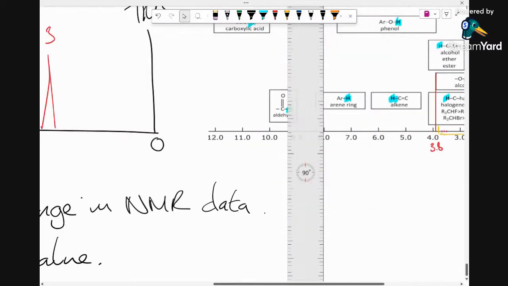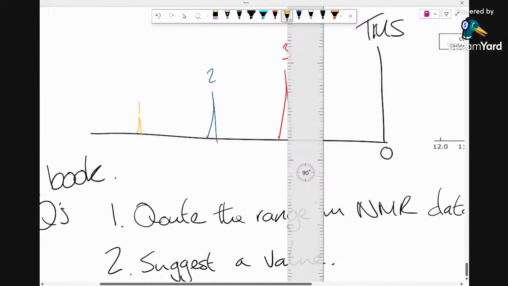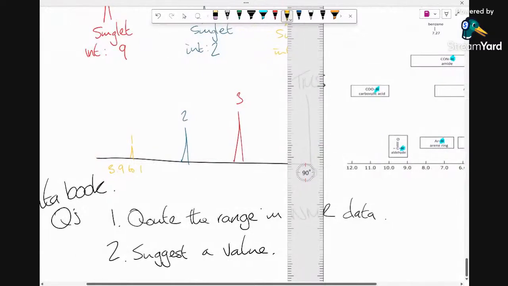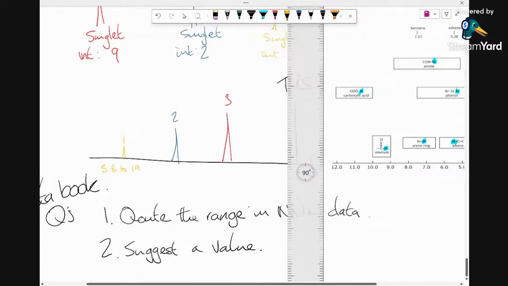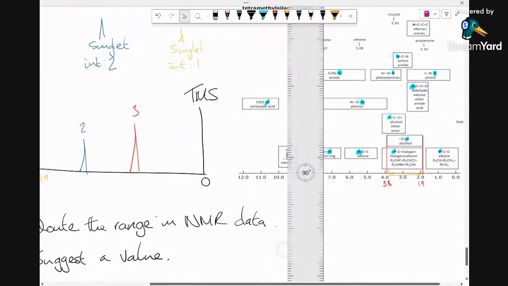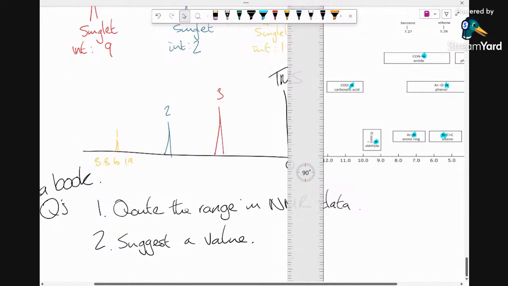Okay, so there's our OH alcohol peak. And if I was going to quote this in the exam and they asked me to quote the range, I'm going to quote 3.8 to, what was my other one? 1.9 to 1.3. I actually said 3.8 and I wrote 3.9 to 1.9. There's my quoted data range there. Is that the one that I wanted? Yeah, 1.9, 3.8. Nice.